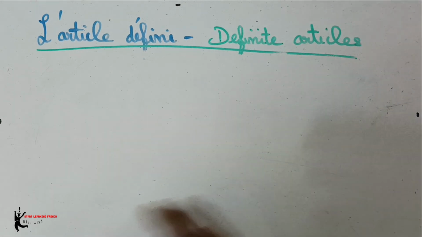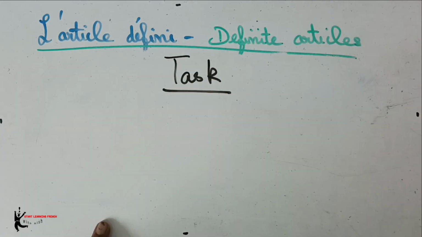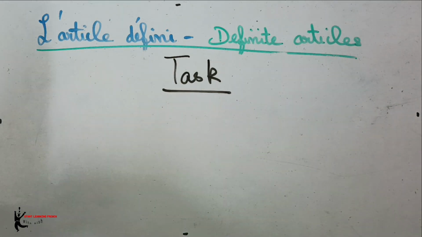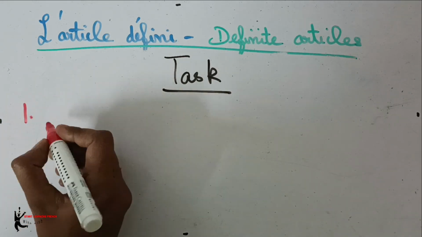So today's class is article definite, so I'm going to give you a small task. Okay, let's do together. It will be very easy for you and you will easily memorize it. For that purpose only I'm giving the task. Just let's do along with me. I give you the question, just copy it.